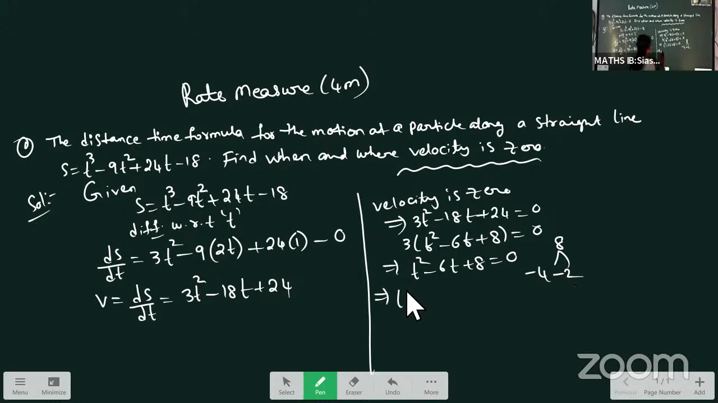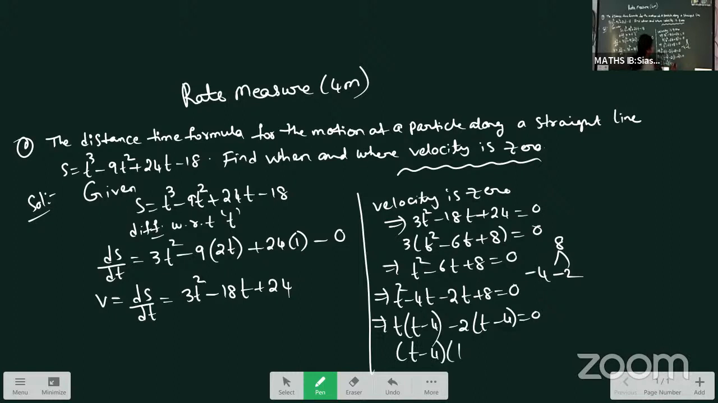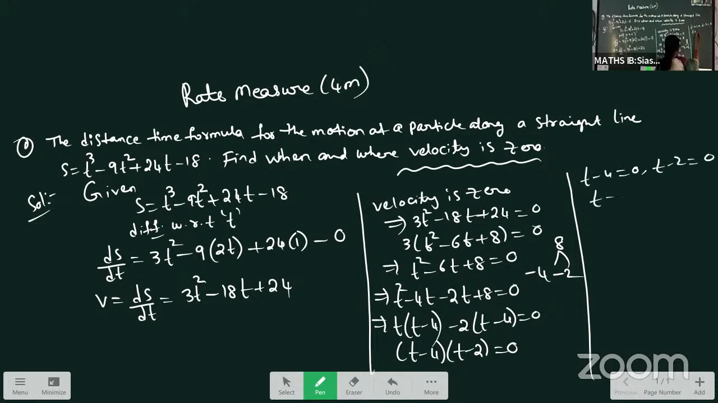So here what do we get? t square minus 4t minus 2t plus 8 is equals to 0. From first two terms, take t common, t minus 4. From next two terms, take minus 2 common, t minus 4. So again, t minus 4 into t minus 2 is equals to 0. Therefore t minus 4 is equals to 0, t minus 2 is equals to 0. So t is equals to 4, t is equals to 2. So velocity is 0 when time is either 2 seconds or 4 seconds.